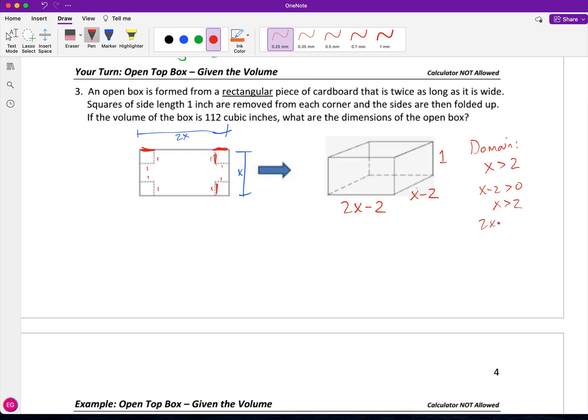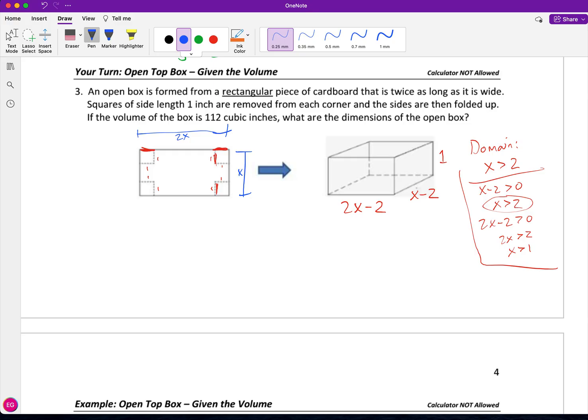If I were to start off with the 2x minus 2 has to be greater than 0, I'm going to get 2x has to be greater than 2, and x has to be greater than 1. And remember, we always use the most restrictive version, which is going to be that x has to be greater than 2. All right? So that's an important thing for us to be able to figure out the domain. That's going to help us when we're doing all of these problems and eliminate things that we don't care about.